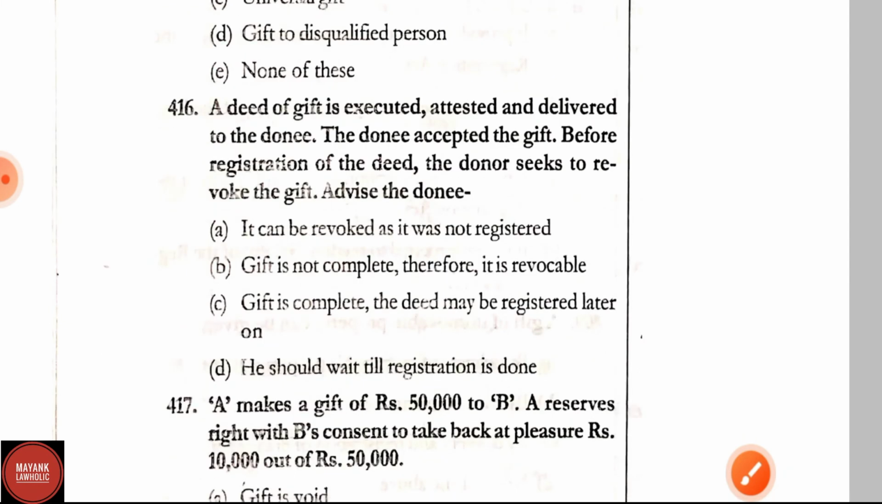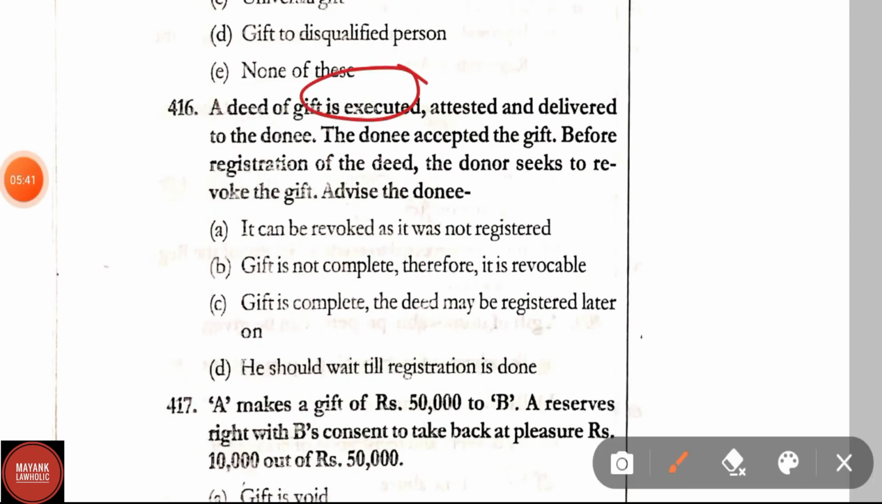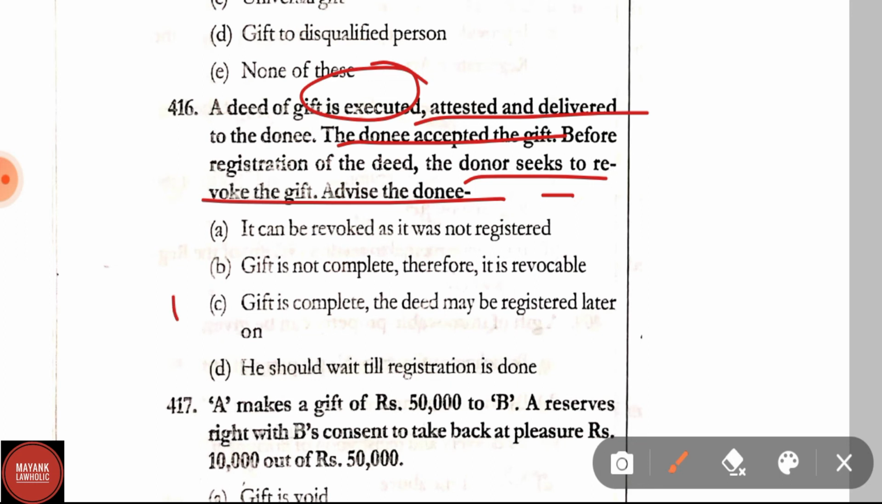Question number 416. A deed of gift is executed, attested and delivered to the donee. The donee accepted the gift. Before registration of the deed, the donor seeks to revoke the gift. Advise the donee. It can be revoked as it was not registered. Gift is not complete, therefore it is revocable. Gift is complete, the deed may be registered later on. He should wait till registration is done. Here the correct answer is option C, that is gift is complete, the deed may be registered later on.